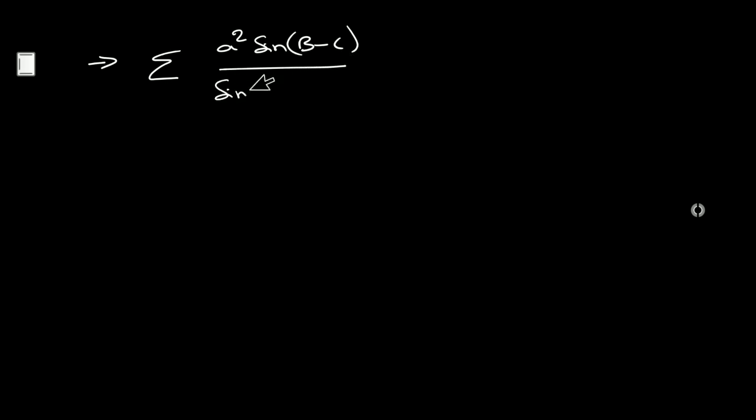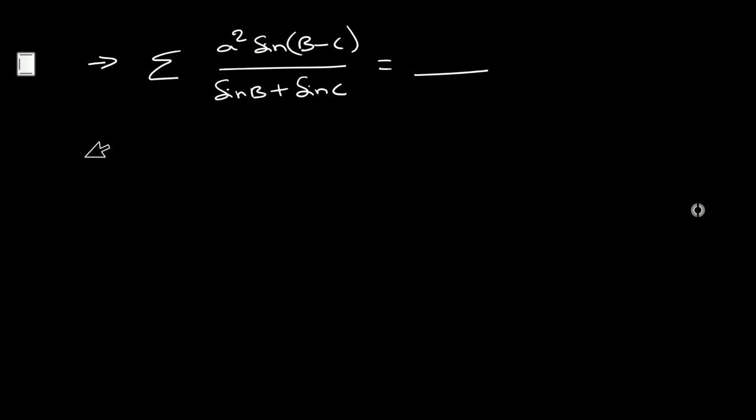Next problem. Find the value of sigma a square sine(b minus c) divided by (sine b plus sine c). We need to identify the value of this. Here small a, b, c are side lengths of the triangle ABC in general.